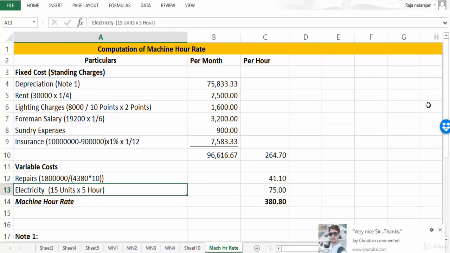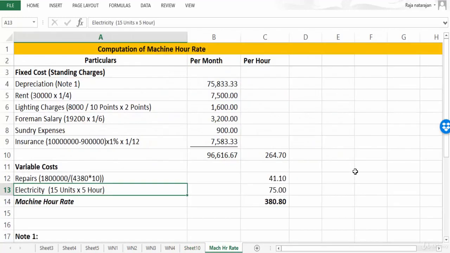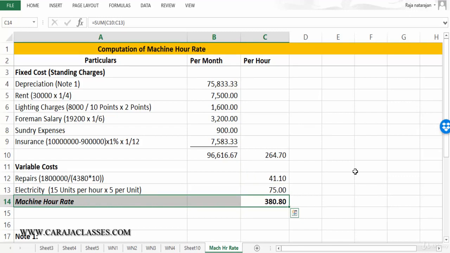Then comes electricity. Regarding electricity, we have the information that it's going to be 5 per unit and will be consuming 15 units per hour. So it's going to be simple: 15 units per hour multiplied by 5 per unit. So it's going to be 15 into 5, 75. So if we add all this, we get to know what the machine hour rate is, which is 380.80.